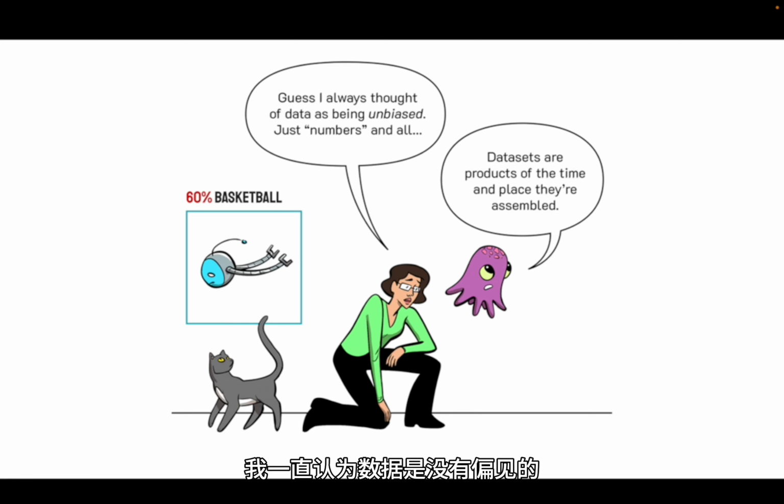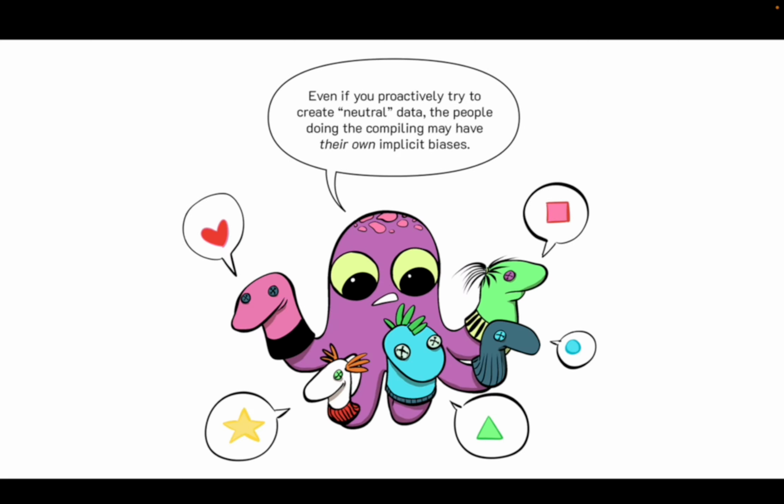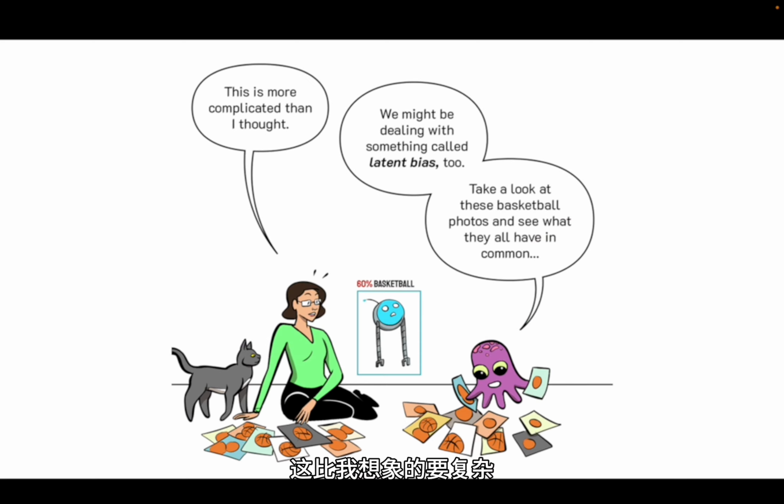Guess I always thought of data as being unbiased, just numbers and all. Datasets are products of the time and place they're assembled. Even if you proactively try to create neutral data, the people doing the compiling may have their own implicit biases. This is more complicated than I thought.